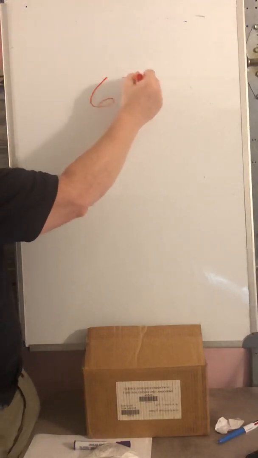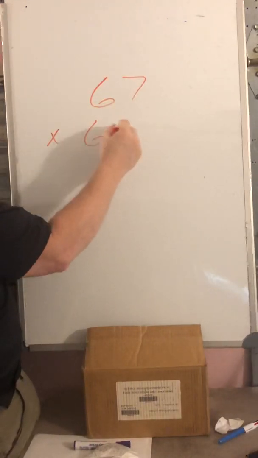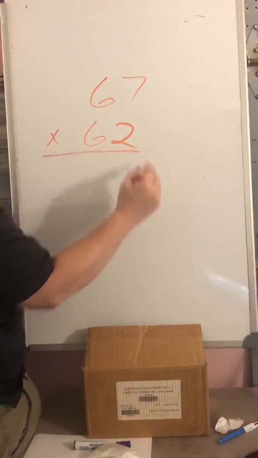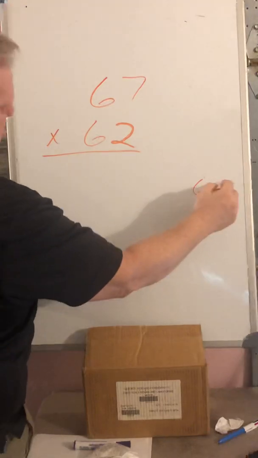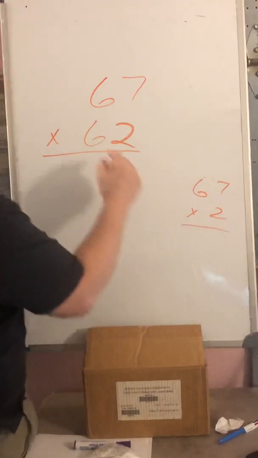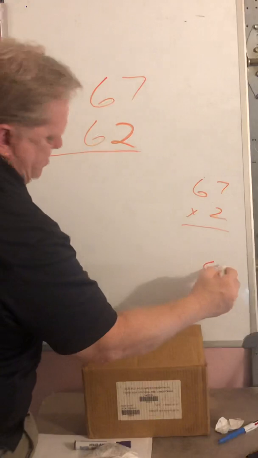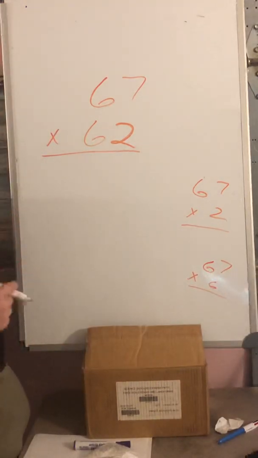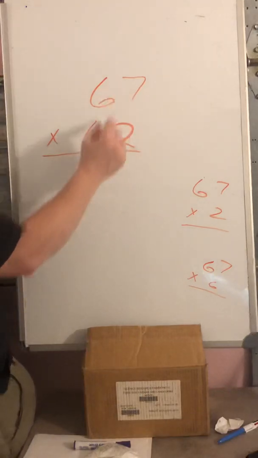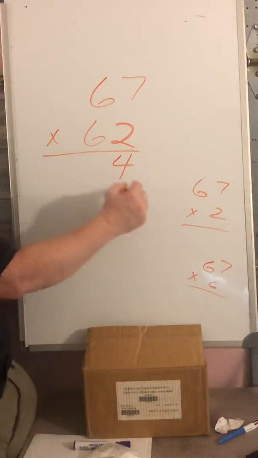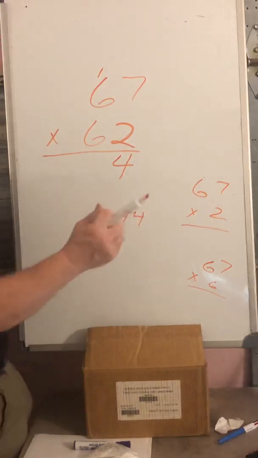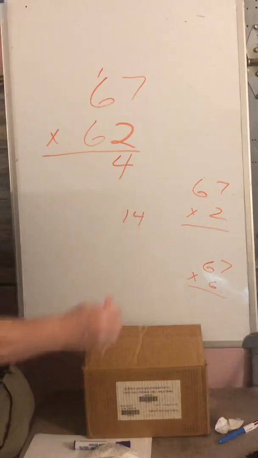67 times 62. You can go over here and go 67 times 2, and then 67 times 6, if you'd rather work it separately and put it back together. 2 times 7 is 14. Put down the 4 and carry the 1. Why is that? The number on the right is going to hang tight, and we're going to lift the left.